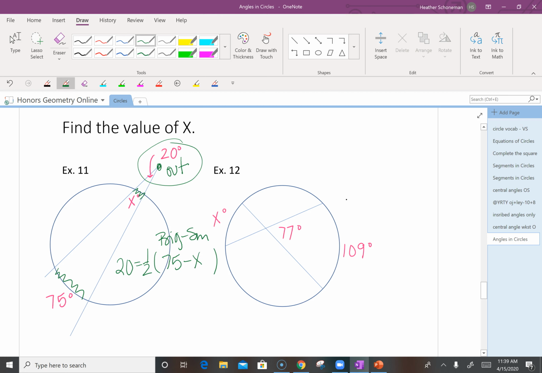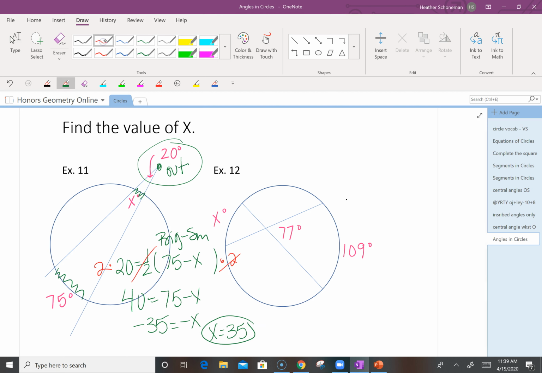And if you're wondering how I know, well, 2 things. 1, the biggest arc is always furthest from the vertex, and 2, look at it. 75 just looks like it's bigger than the one that's got x on it. Okay, I don't want to distribute the 1/2 because that's going to get messy, so I'm going to multiply both sides by 2. So that leaves me with 40 equals 75 minus x. So I'm going to subtract 75 and I get negative 35, but don't panic because it equals negative x. So positive x is 35.